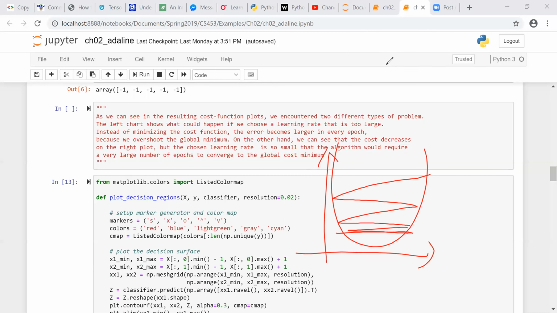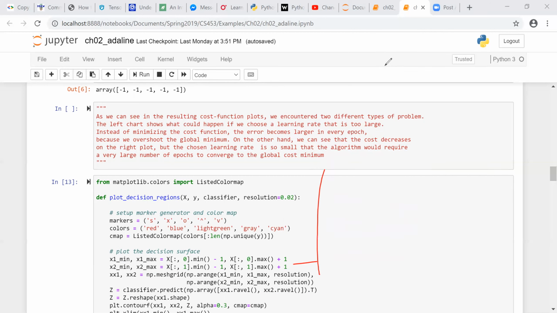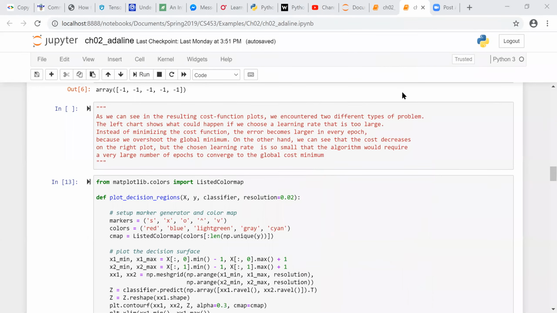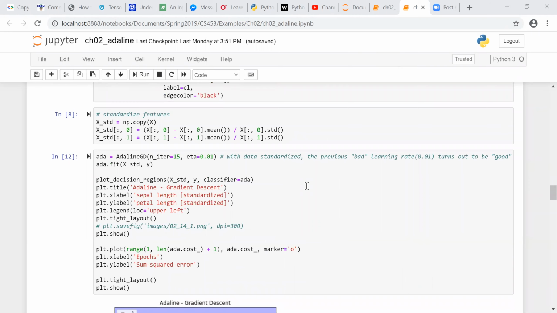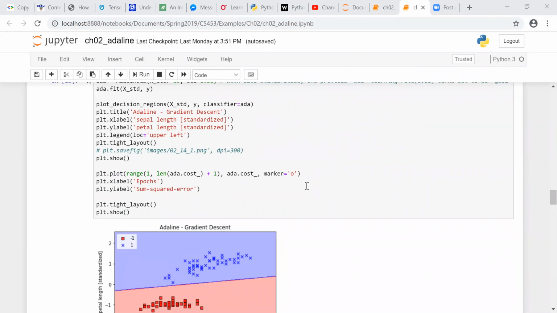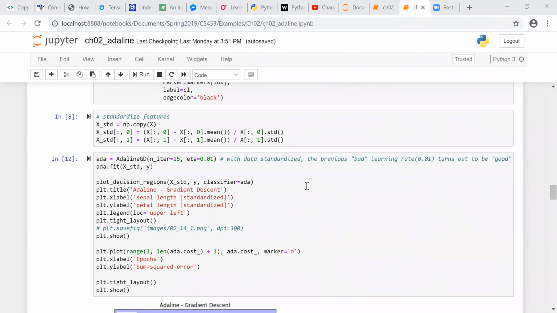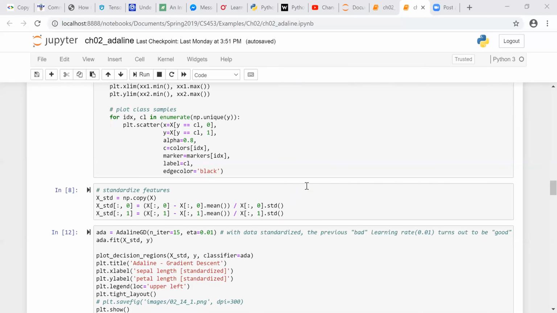And if your learning rate is small, then it will get close to that minimum point. But of course, if it's small, then it requires a larger number of iterations to converge to the global cost minimum. So that's the concept here, and then we can skip that part. Let's see, what do we have? Oh, okay, here.